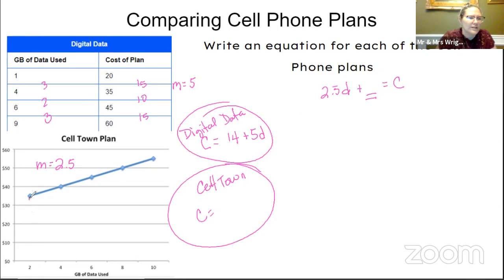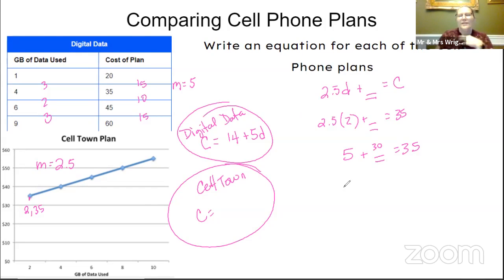So let's plug something in for what we have here. I have 2 gigabytes, and it's going to cost us $35 if we use 2 gigabytes. So let's look at this: 2.5 times 2 plus what is going to give us $35? 2.5 times 2 is 5, plus what is going to be $35? Well, I know that if I add 30 in there, right?